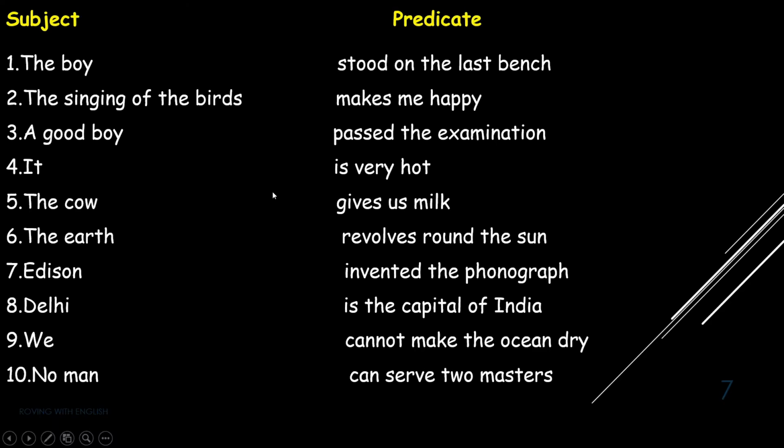It, subject, is very hot, predicate. The cow, subject, gives us milk, predicate. The earth, subject, revolves round the sun, predicate. Edison, subject, invented the phonograph, predicate. Delhi, subject, is the capital of India, predicate. We, subject, cannot make the ocean dry, predicate. No man, subject, and can serve two masters is the predicate.